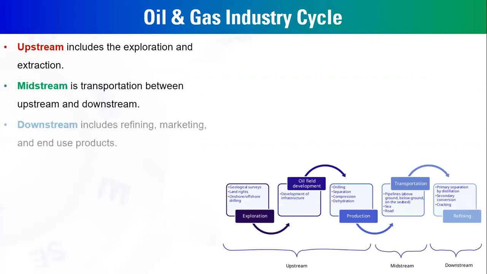So starting with a very traditional overview, which is the segments of the oil and gas industry. As you know, we have three main segments. The upstream is concerned with the exploration and extraction of oil and gas assets. So we have exploration and production, which means we have full reservoir modeling, geological modeling, and production processing, production facilities, and so on.